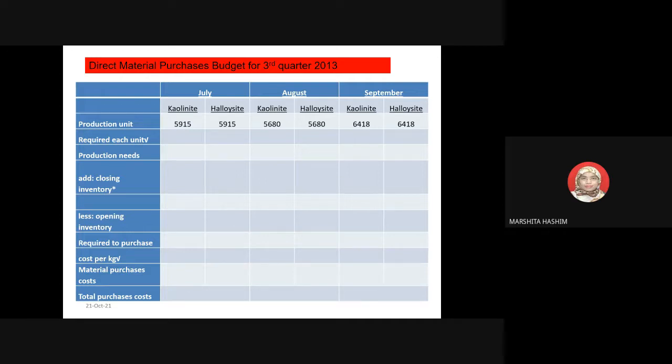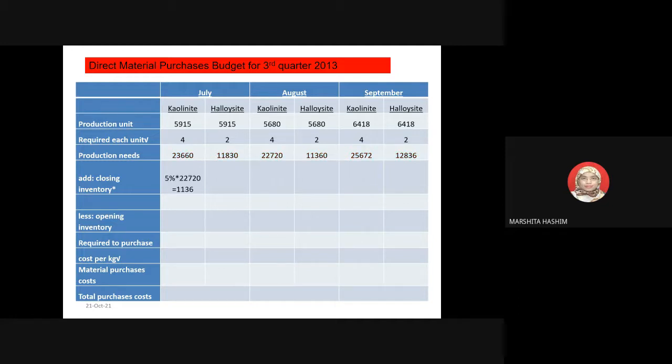So this one is production units. Production units for July, same figure, multiplied by the requirement: 4 kilograms for kaolinite, 2 kilograms for halloysite. Then we calculate production requirements. Up to here is actually your material usage budget. If the question requests a material purchase budget, you must proceed to the next steps, whereby you add closing inventories and minus opening inventories. And finally, you multiply by cost per kilo.